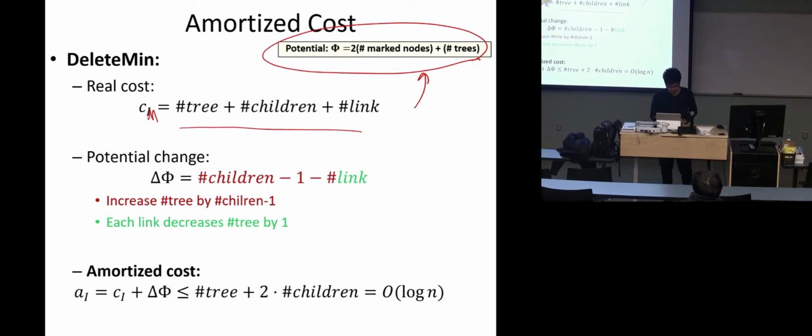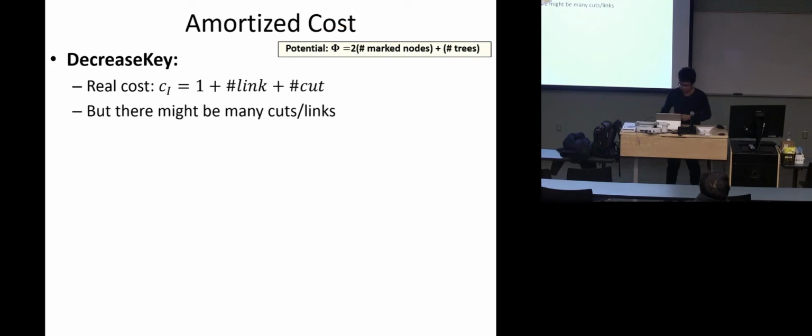And yeah, now you just sum up the amortized cost of delete min plus the real cost of delete min. You sum this thing up, and something cancels again, the link, and you get the number of trees plus 2 times the number of children. Okay, this is still a log n. It doesn't get something better. But let's do it again.